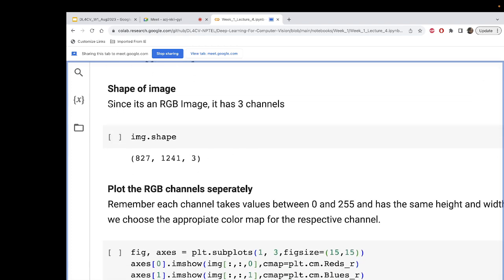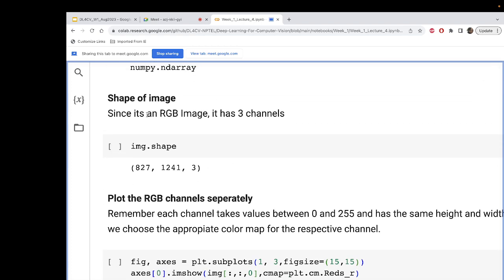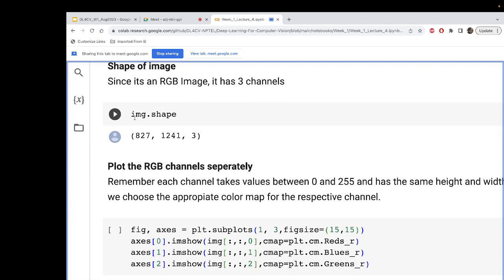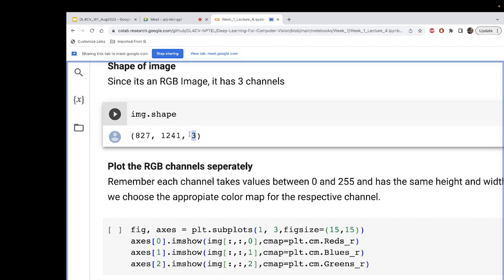Okay. So now what we next see is that we showed you an RGB image. So that has to be of three channels, right? We know that RGB images are H cross W cross 3, where H is your height and W is your width. Because image is a NumPy array, this dot shape gives you the dimension of that array. If you print it, you see that for this particular image that we opened, it's 827 cross 1241 cross 3. This is the height, this is the width, this is the channel dimension.